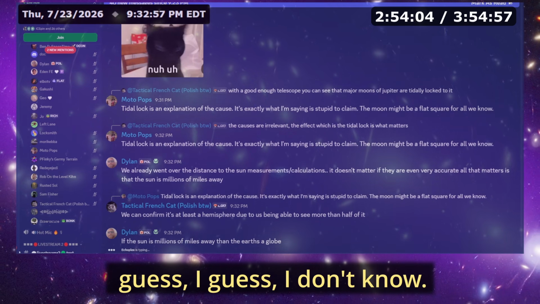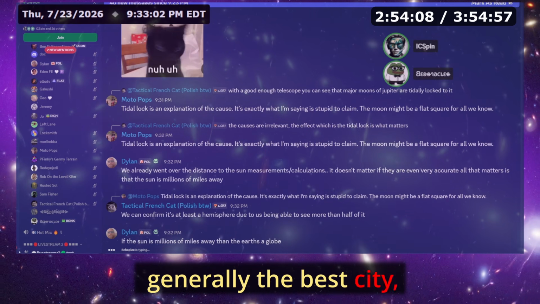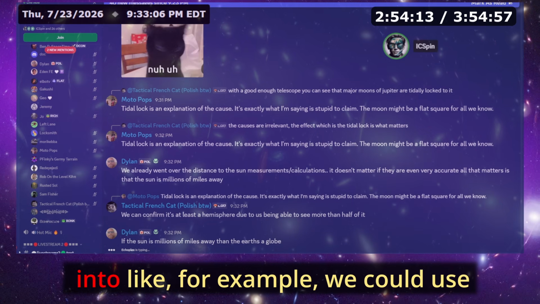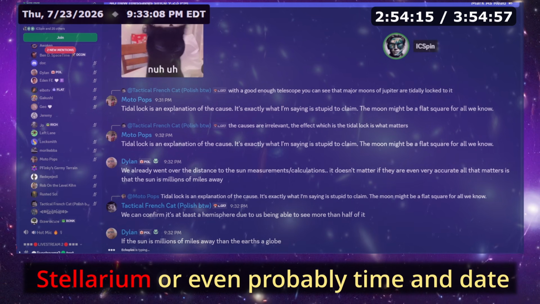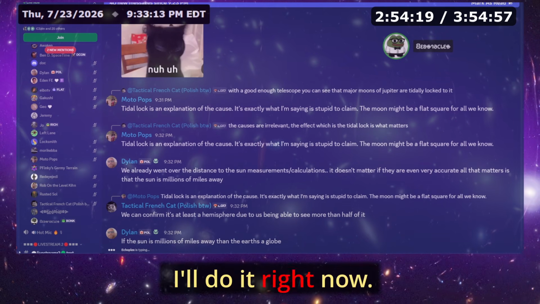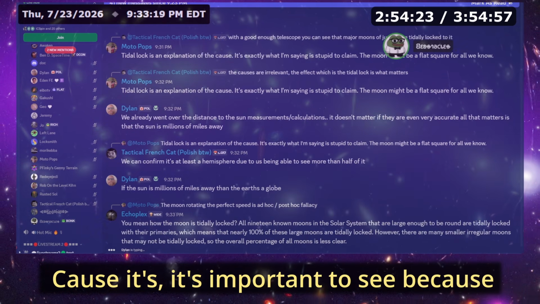I don't know. He said Auckland. Obviously, people just say generally the closest city. But you have it high in the sky. We could look at an actual... We could use Stellarium or even probably Time and Date and put in the details too. Let's do that. I'll do it right now. Okay, let's see. Because it's important to see.